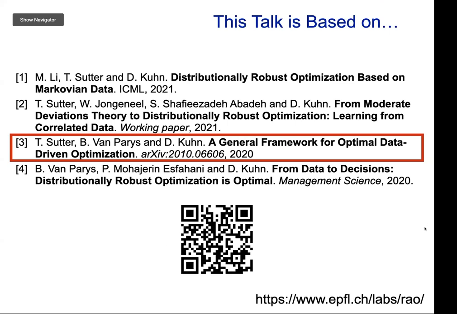Yes, go ahead. Thanks, Daniel, for the nice talk. I just wanted to ask a naive question. You concluded that the KL divergence provides the best trade-off in the sense of in-sample risk and the disappointment rate. Is it also valid when we have finite samples, and should we always choose the KL divergence?